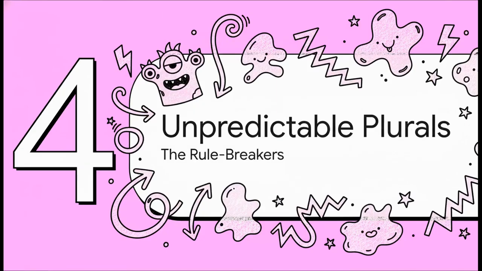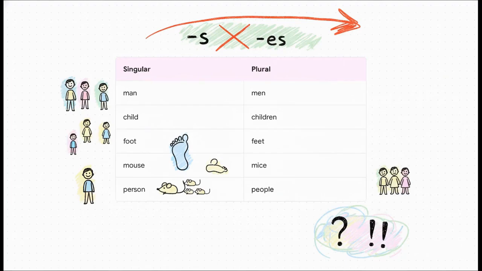So we've covered the rules. Now, it's time to meet the rebels, the rule breakers. These are the unpredictable, irregular plurals. They kind of have their own weird logic, and there's no formula for them. You just have to know them. So look at these. You're not going to see an S or ES anywhere. Man becomes men, child becomes children, foot becomes feet. What's cool about these is they're basically fossils from older versions of English, which is why they don't follow our modern rules at all. The only way to learn them is just to memorize them.